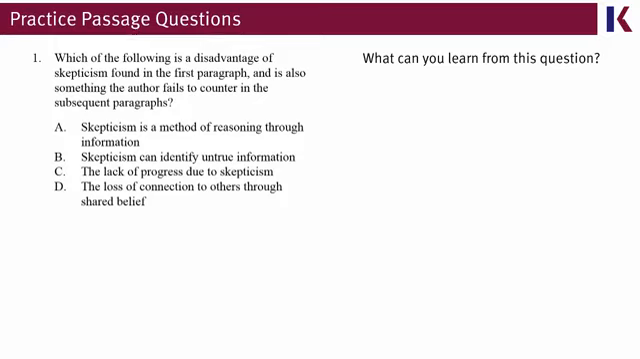Now, question 1 is a "which of the following" question, and it asks for a disadvantage of skepticism, and it even tells us where to go in the first paragraph. But then it takes a turn for the worse, because this one goes on to say, and is also something the author fails to counter in the subsequent paragraphs. In other words, to answer question 1, we not only have to go back to paragraph 1, we also have to go back and check all the other paragraphs to make sure that it was mentioned in paragraph 1 and then not brought up again in the subsequent paragraphs. This sounds like an awful lot of work.